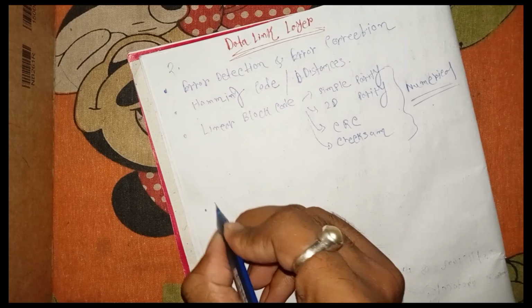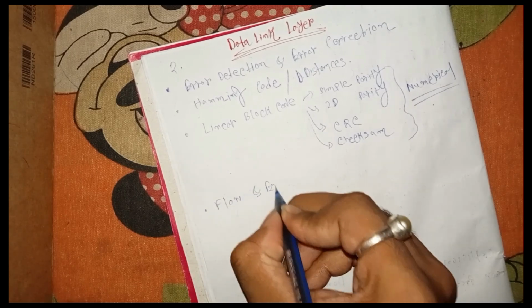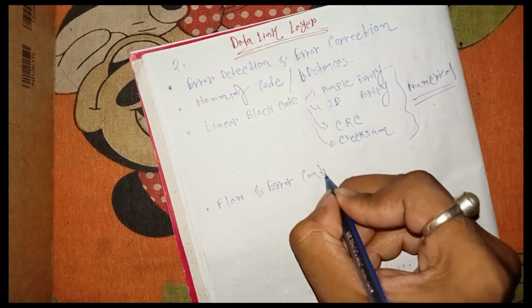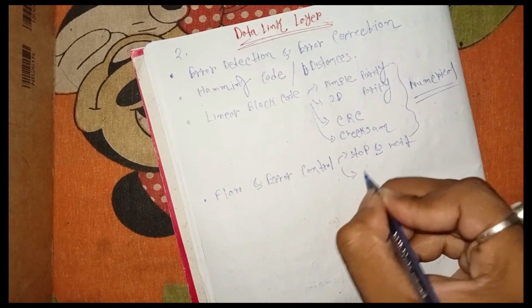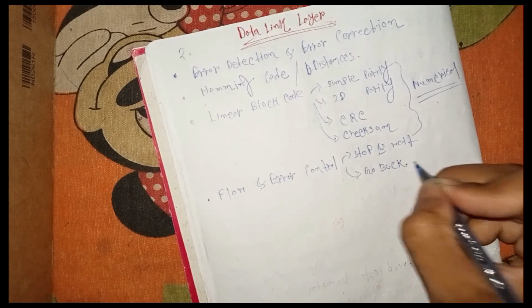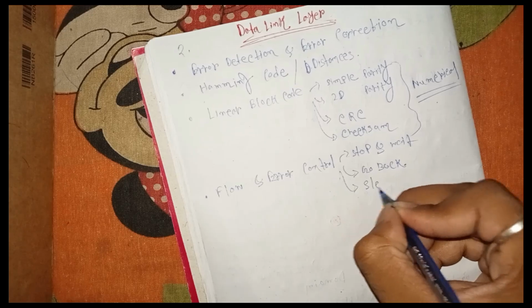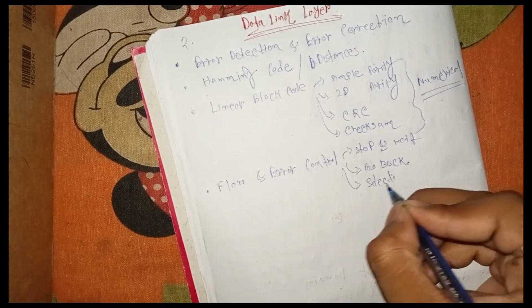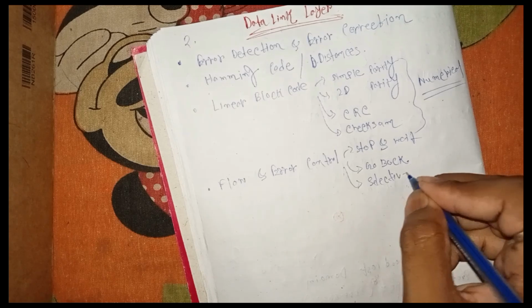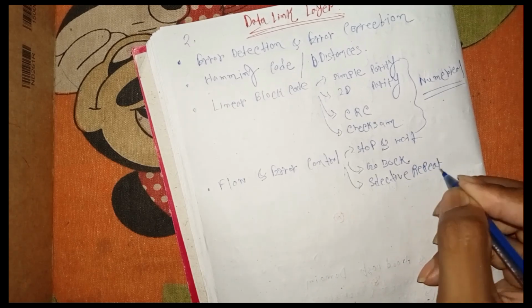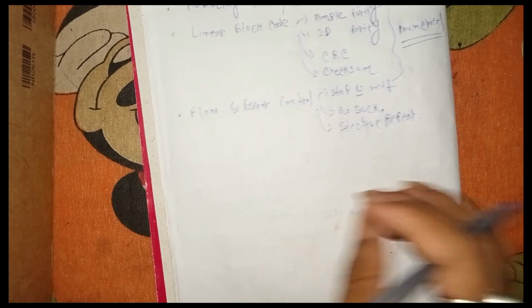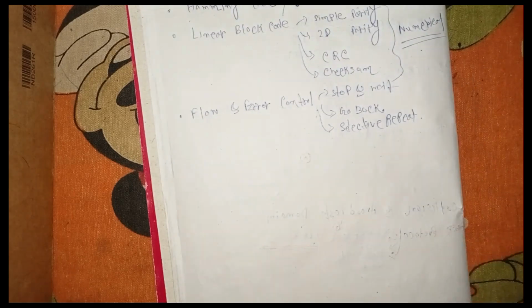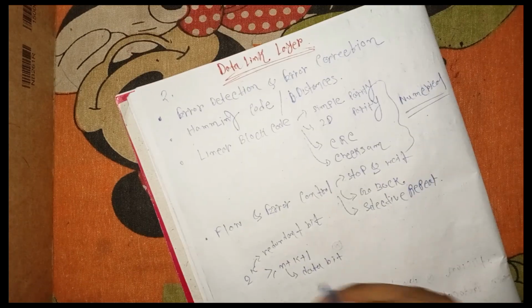Then you need to learn about flow and error control, like stop and wait, go back N, and selective repeat. These are the algorithms, and numericals can be asked. Some concepts like utilization, channel utilization, link utilization, and capacity can be asked. We will discuss this formula. The proof can be asked.